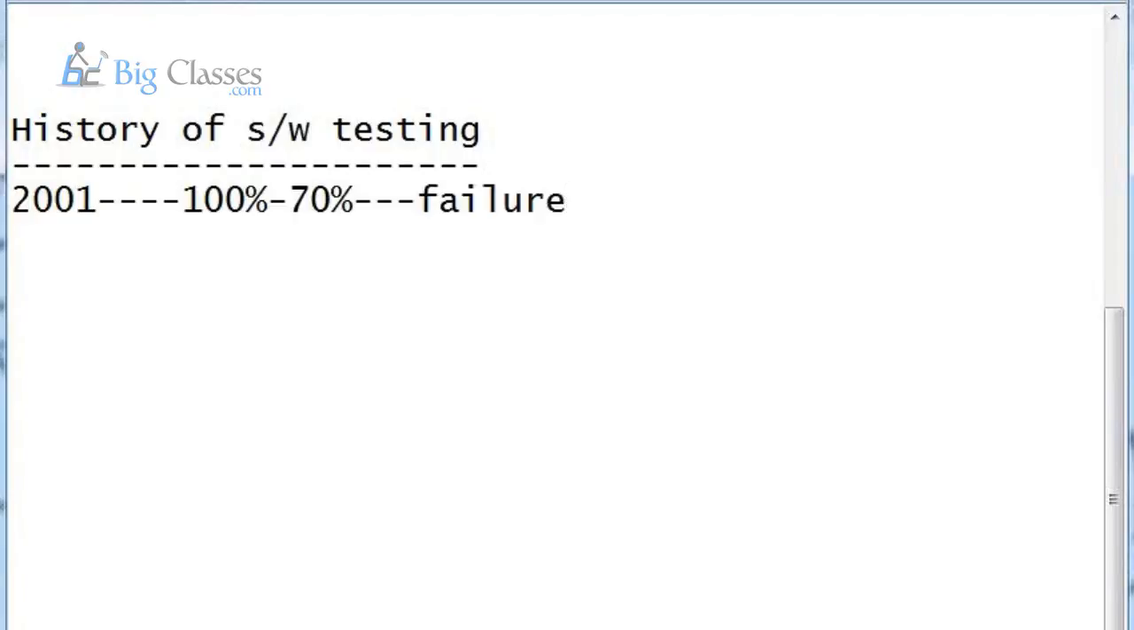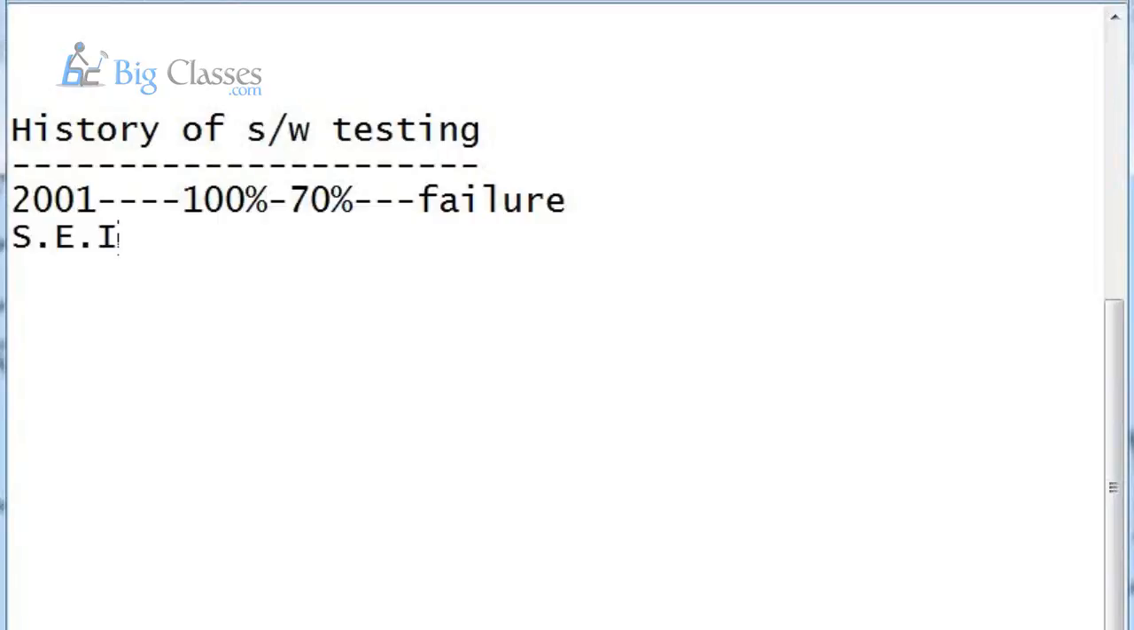Understand? See, guys, once again, history of software testing. Before 2001, every year, out of 100% of the projects, 70% of the projects failed. We didn't know why 70% of the projects failed. Then, to know the reasons for failure, IT companies approached SEI. SEI stands for Software Engineering Institute. It was established to know the reasons for failure.